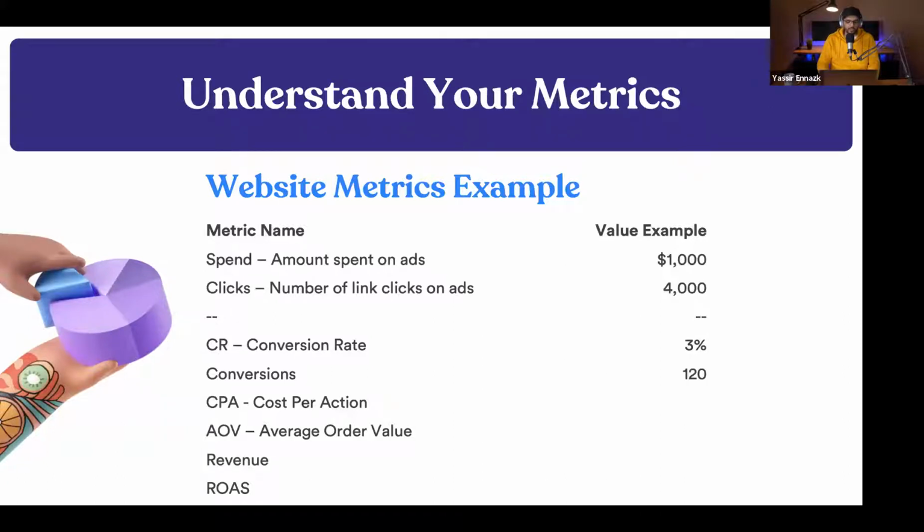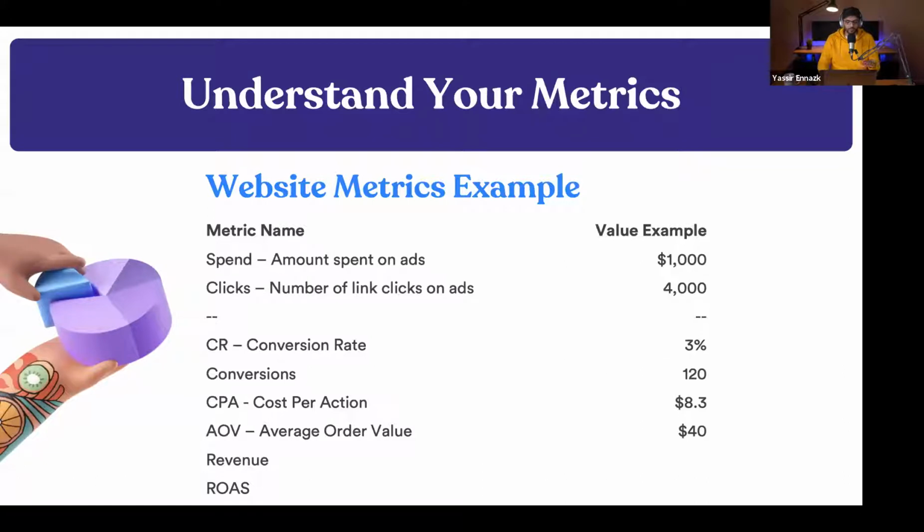So the number of conversions is going to be 3% of the number of clicks. So it's 120. The cost per action is going to be how much we spent divided by 120. So it's going to be 8.3. And the average order value, let's say we sell a product of $30 and 33% of our visitors are going to buy 2 pieces instead of just buying 1. So that's going to be an average order value of 40.